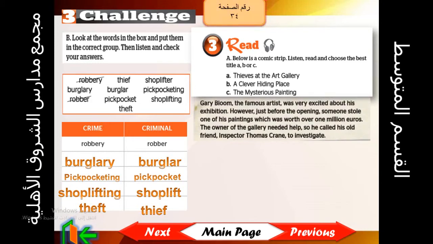Okay. Now, number 3, read. Below is a comic strip. Listen, read, and choose the best title: A, B, or C. A. Thieves at the art gallery. B. A clever hiding place. C. The mysterious painting. Okay, now we will listen and read.